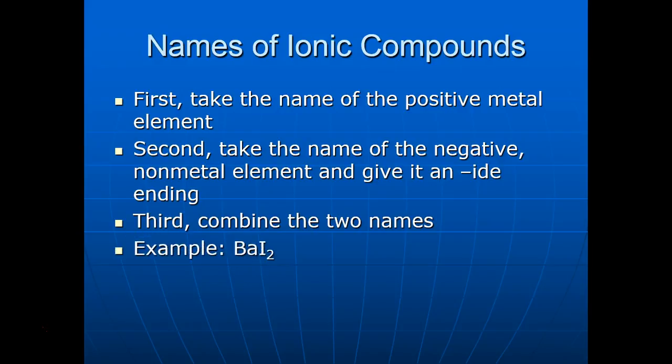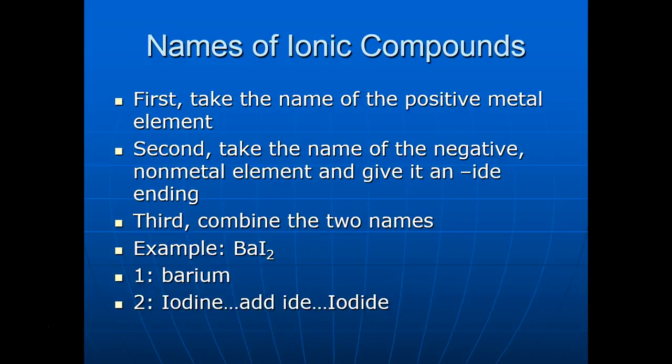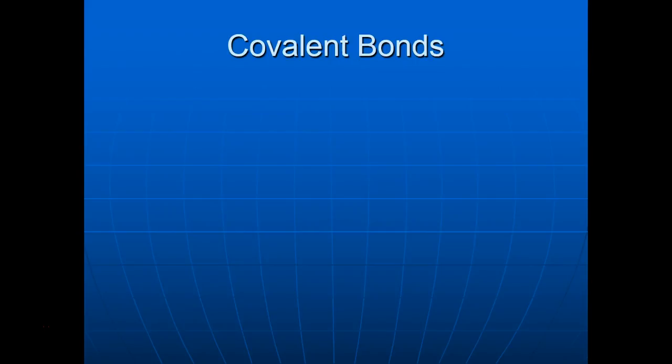For example, BaI2 would be barium, that's the positive metal element, and iodine becomes, we drop off the ending and add "ide," iodide, so the name of this compound is barium iodide. So naming ionic compounds with the group 1 and 2 added to the group 6 and 7, those are very easy to name. So that's the ionic bonding.